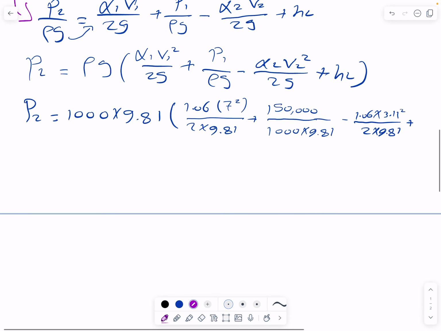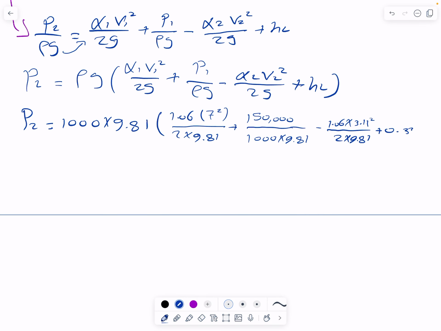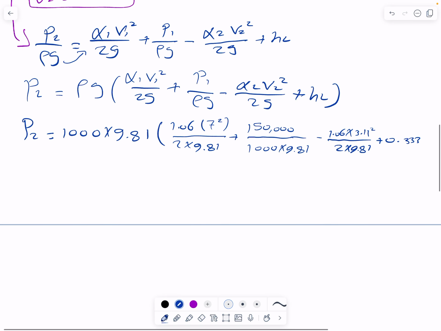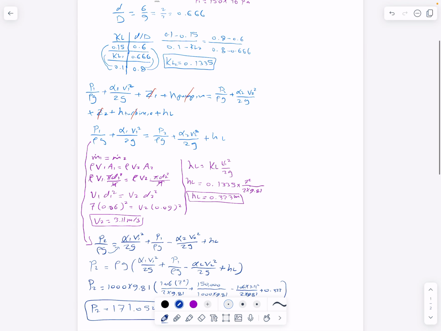So now we found the head loss. Now we can continue to substitute it here, 0.333. So just put it in your calculator. You will get P2 equal to 171.054 kilopascal. And we found the P2.